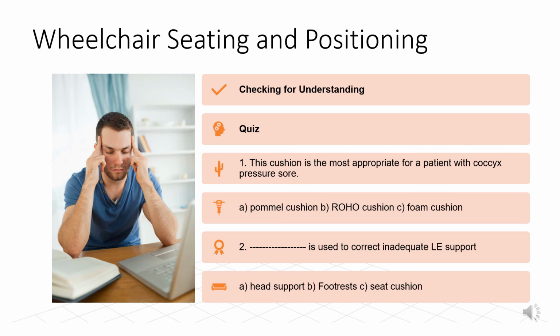Number 2, blank is used to correct inadequate lower extremity support. A. Head support. B. Footrest. And C. Seat cushion. And again, if you agree with me, I'm going to choose B, footrest.